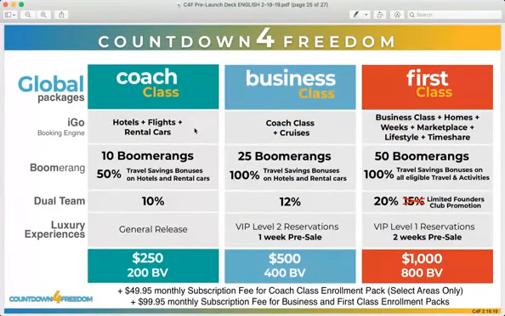You can ride Coach. Coach is $250, and you get the discount travel booking engine. You get it with flights and hotels, rent-a-cars. You'll have 10 boomerangs to share, but you'll receive only 50% of those savings and bonuses, not 100%. In the dual team, when we release that just 45 or 60 days down the road, it'll be 10%, and you'll get general release when we announce events and experiences. Now, Coach class is fine. Do what you can do. Here's the reality. Do what you can do to get started.